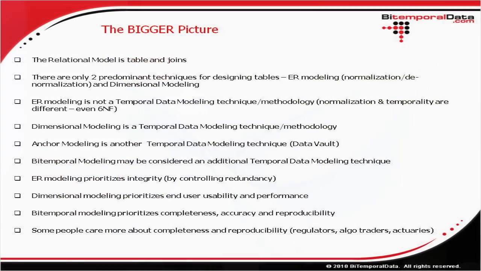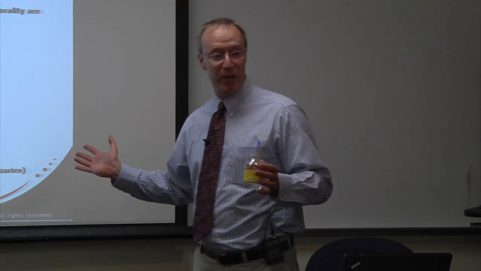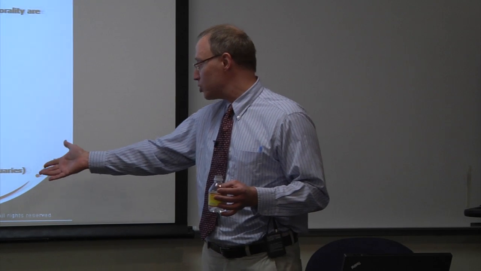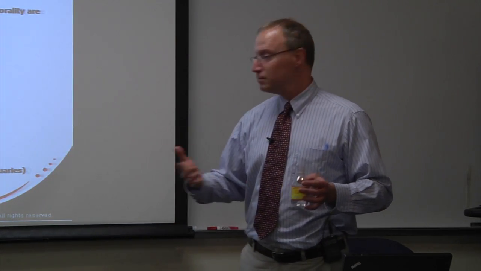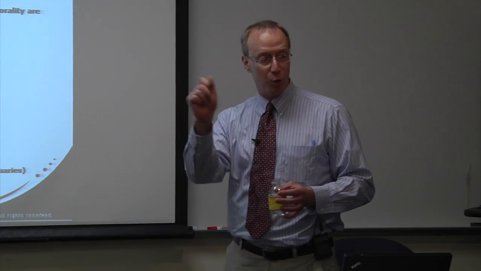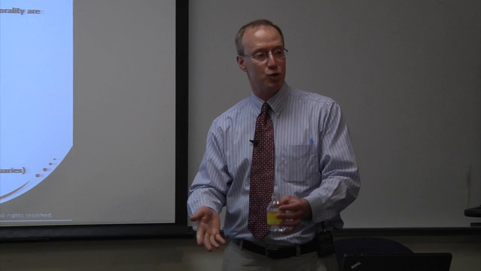So usability and performance, those are the priorities for dimensional modeling. So the users can easily traverse it, okay? So they can relate to the star schema diagram and know how to use it, okay? That's the priority for dimensional modeling, and performance, okay? Bitemporal modeling prioritizes completeness, accuracy, and reproducibility, okay? For some people, I don't know, you may be like regulators, algo traders, actuaries. These things are more important than being able to relate to the star schema diagram as an end user, right?